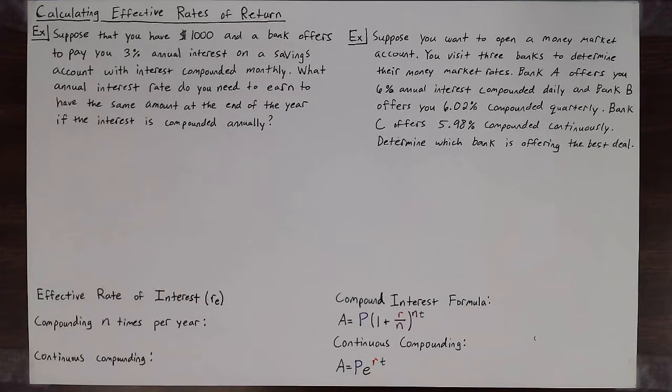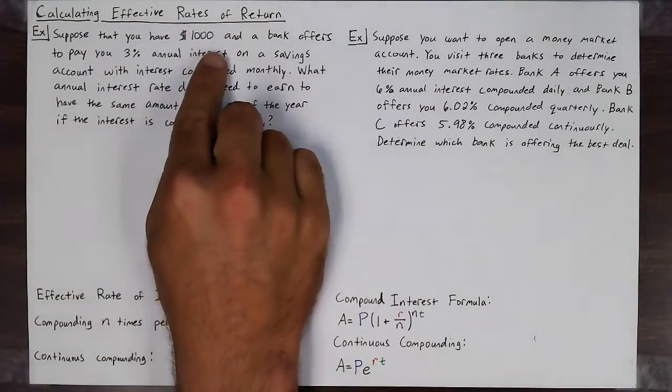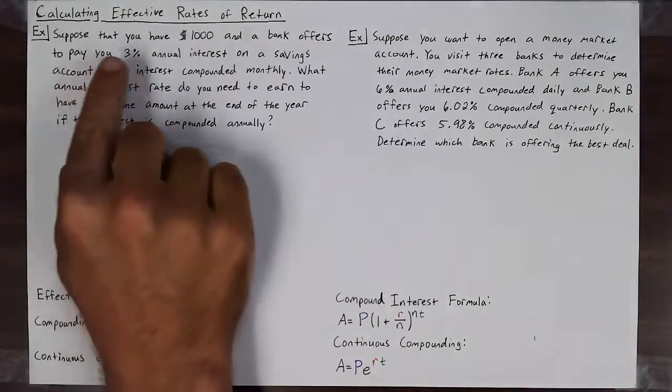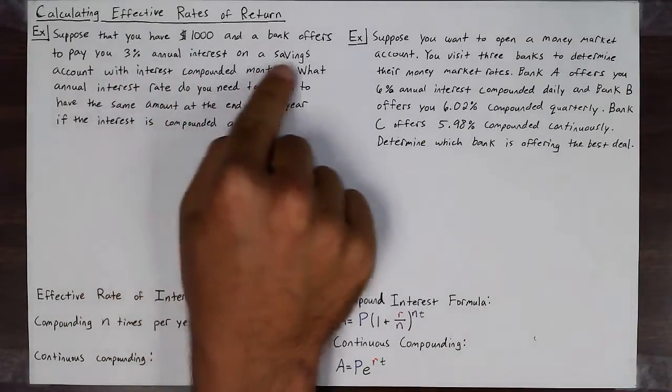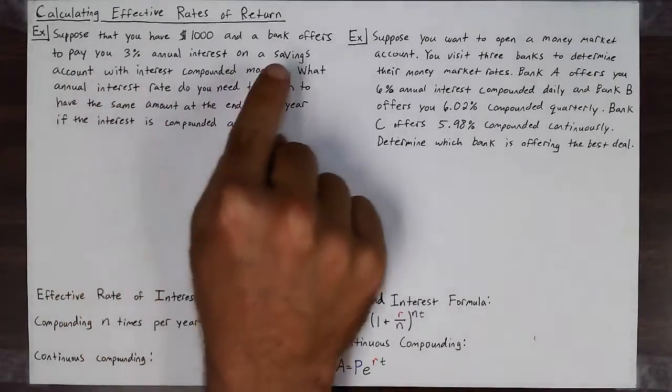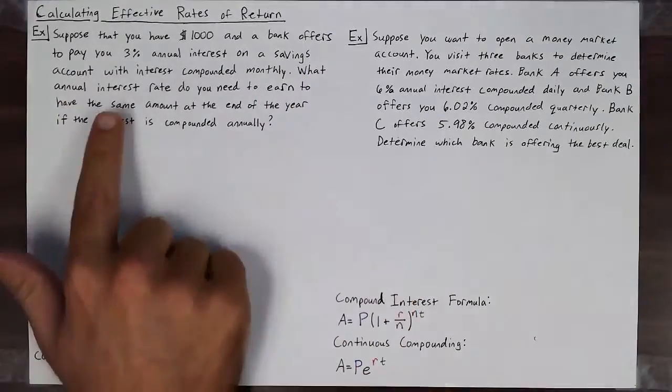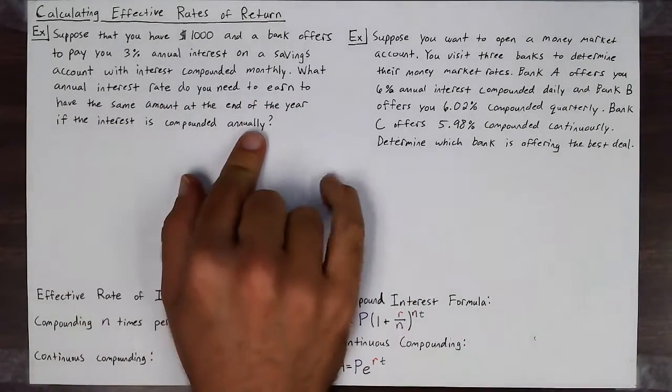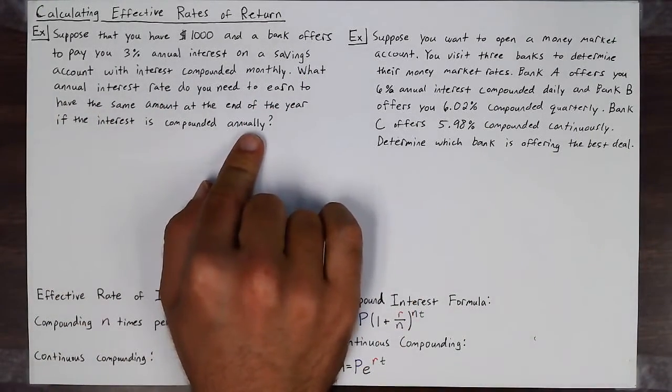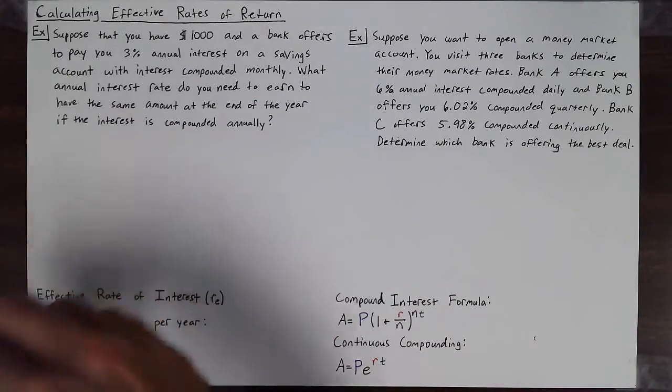In this video, we're going to learn how to calculate effective rates of return. So suppose you have $1,000 and a bank offers to pay you 3% annual interest on a savings account with interest compounded monthly. So what annual interest rate do you need to earn the same amount at the end of the year if the interest is compounded annually?